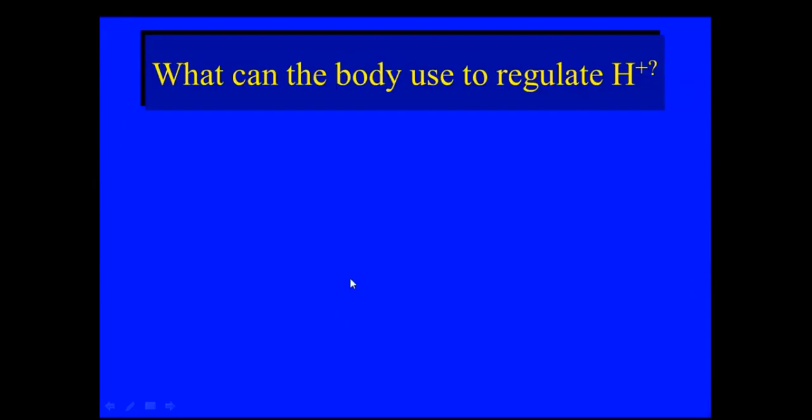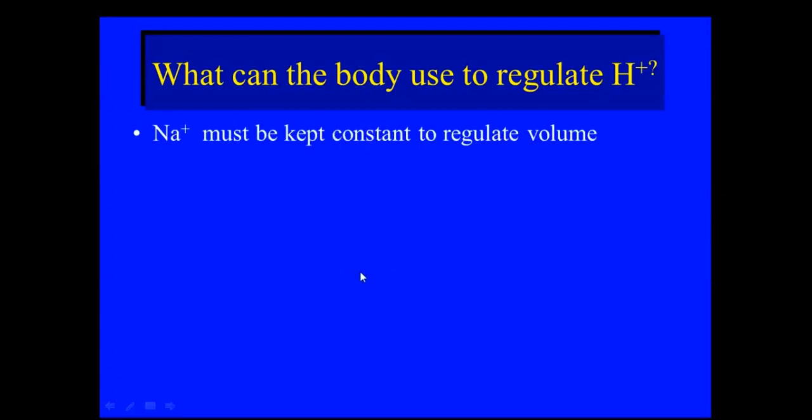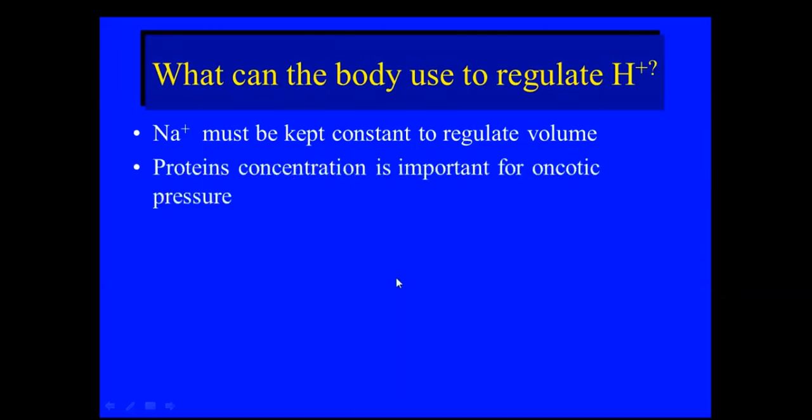I'm going to skip that for the sake of time. So what can the body use to regulate hydrogen ion? Well, sodium has to be kept constant to regulate volume, so you really can't play with that much. I mean, it does alter, and we heard that in the first talk, but it's not going to be a good regulatory mechanism for long-term management from an evolutionary point of view. Protein concentrations also have an effect, but they're important for oncotic pressure, and again, that's not something the body is going to purposely use to regulate.